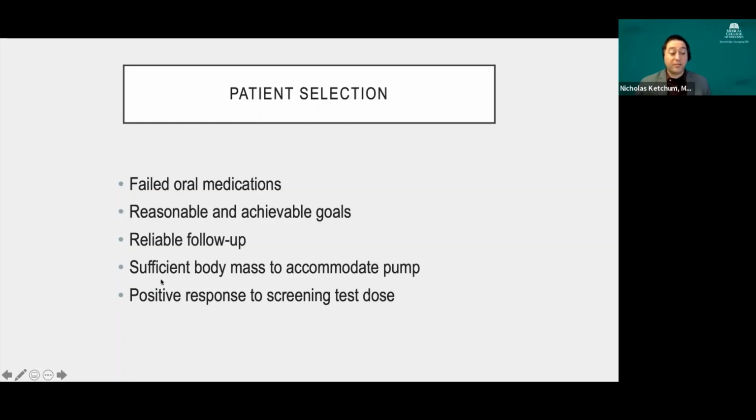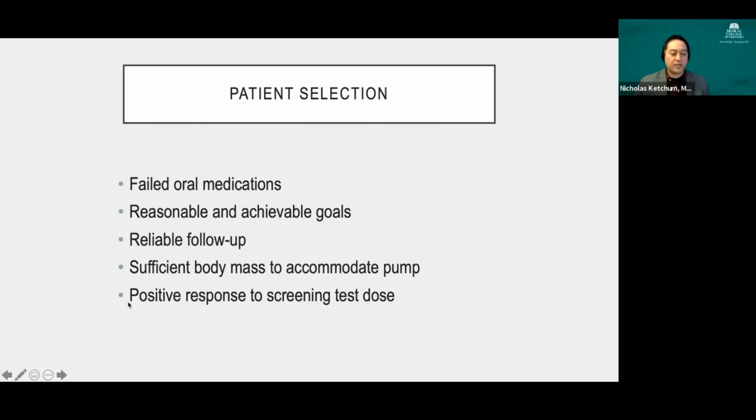They need to have sufficient body mass to accommodate the pump. This is actually approved in the U.S. for the use in children with spasticity, but there's no age cutoff necessarily. Their body just has to be big enough to accommodate the pump. And they don't have a pediatric pump that's smaller in diameter. The smaller pump is only smaller in thickness, not diameter.